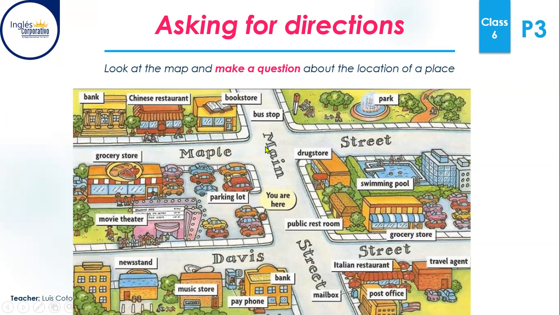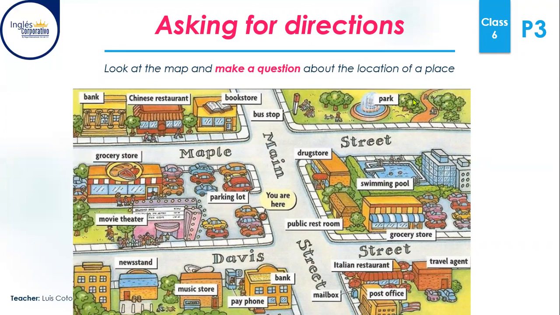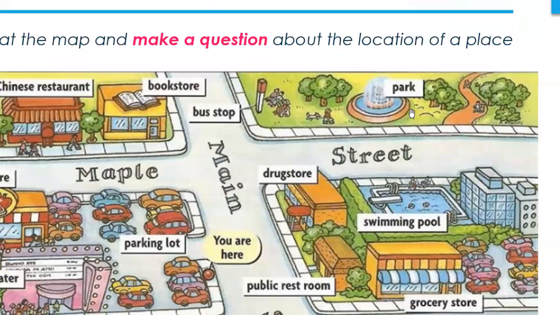Can you give the direction using prepositions of place? Remember. Where is the park, Daniela? Where is the park? Okay. Stephanie? Guys? The park is next to the bus stop. Correct or incorrect? Let's check.